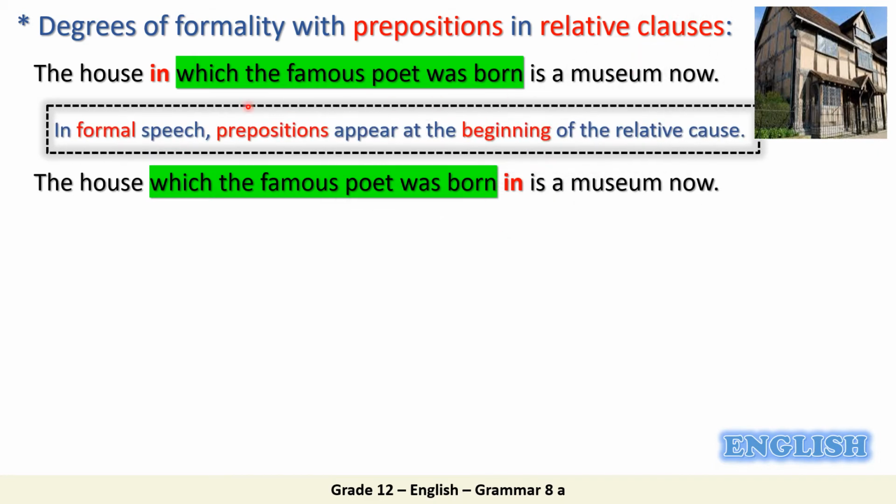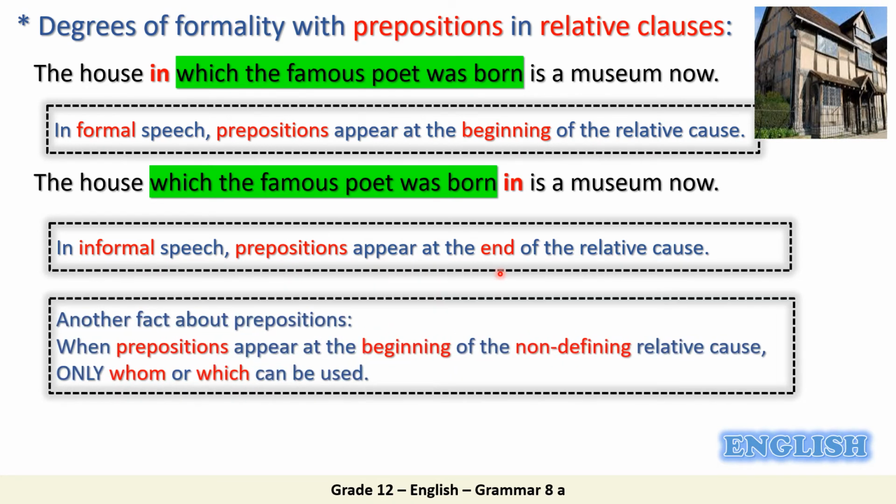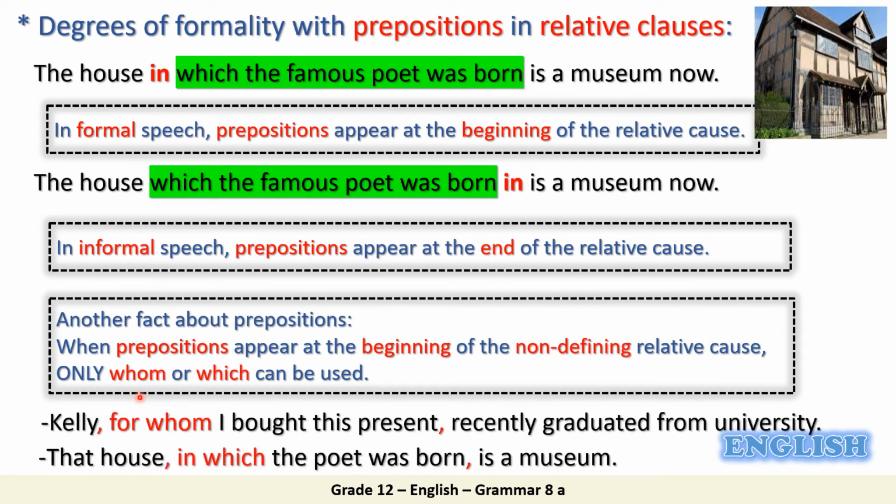The fact is, in formal speech, prepositions appear at the beginning of the relative clause, whereas in informal speech, prepositions appear at the end of the relative clause. Okay? There is another fact about prepositions. When prepositions appear at the beginning of a non-defining relative clause, do you still remember how we write the non-defining relative clause? Between commas, right. When there is a preposition at the beginning of it, only whom and which can be used. Again, only whom and which can be used in a non-defining relative clause when there is a preposition at the beginning of the non-defining relative clause. Is it clear?